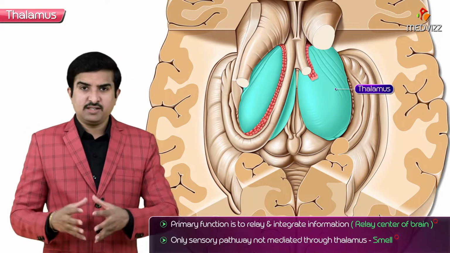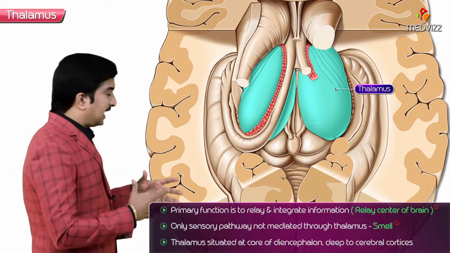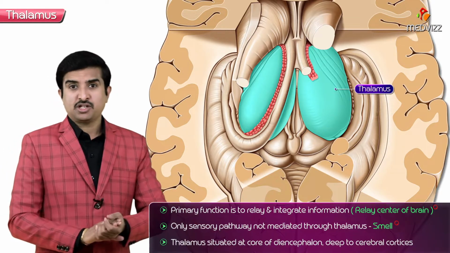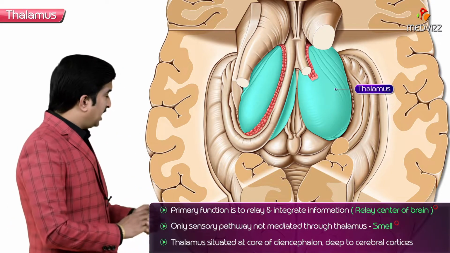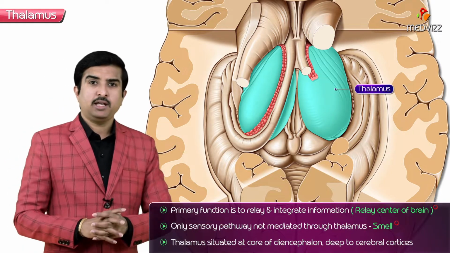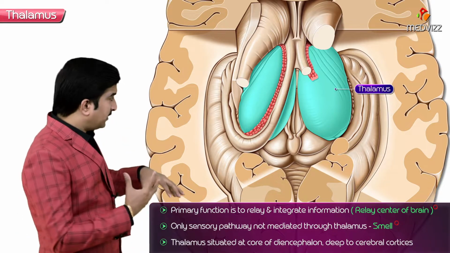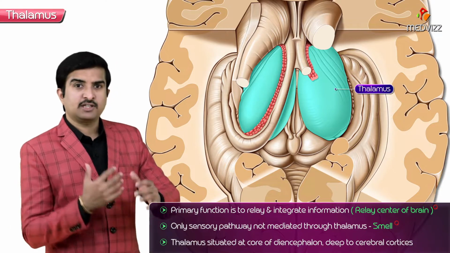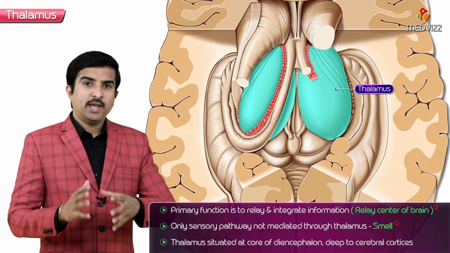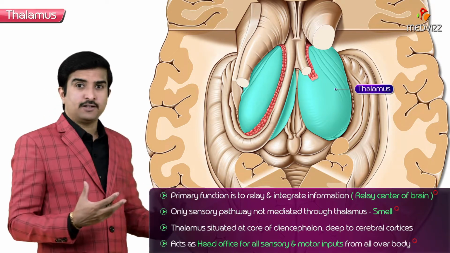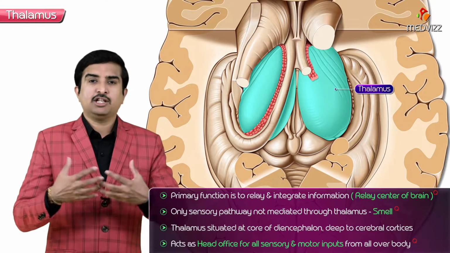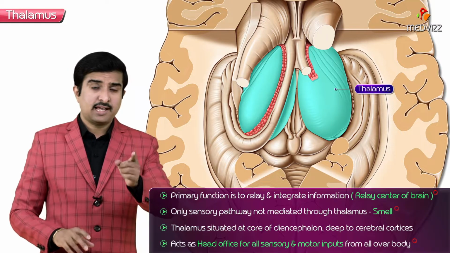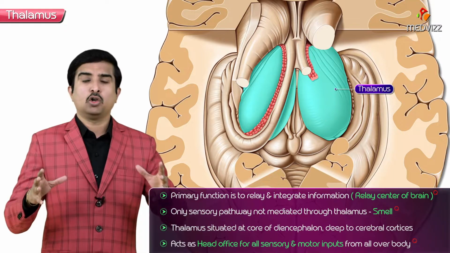Because of this, the location of the thalamus is also an ideal anatomical location, because it is present in the deeper part of the brain, at the core of the diencephalon, deep to the cerebral cortices. So it conveniently acts as a head office for all the integration as well as relay center of the sensory information as well as motor information from all over the body.